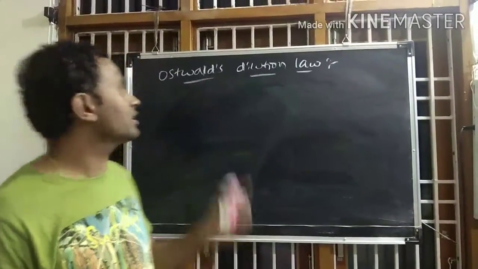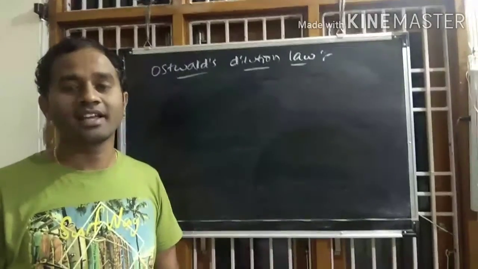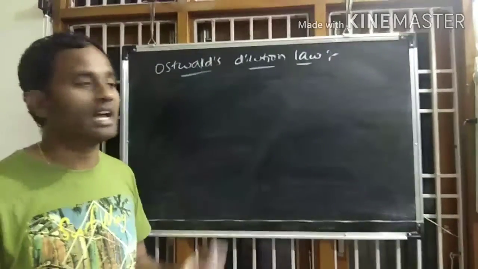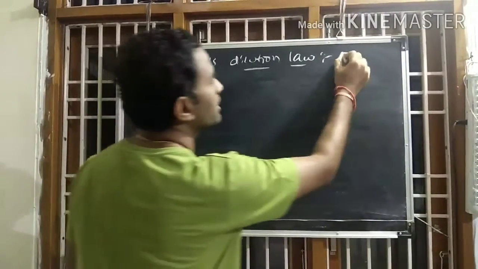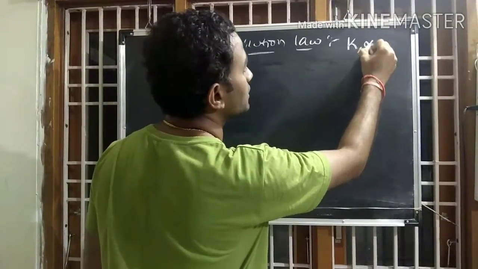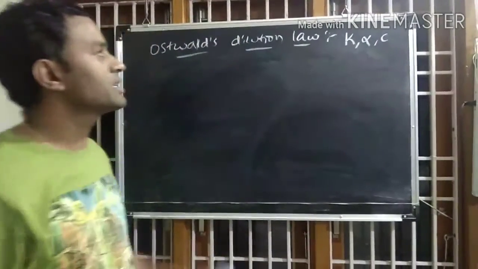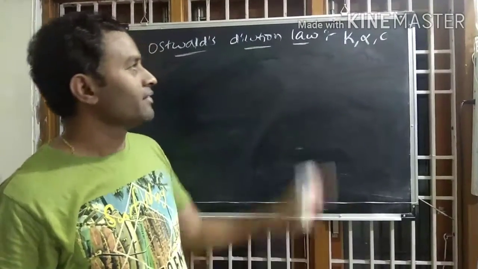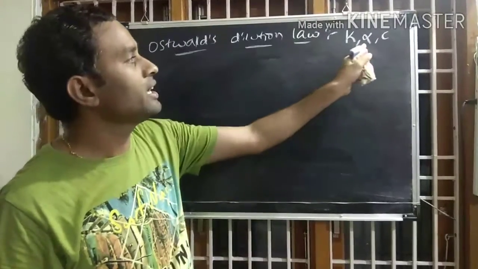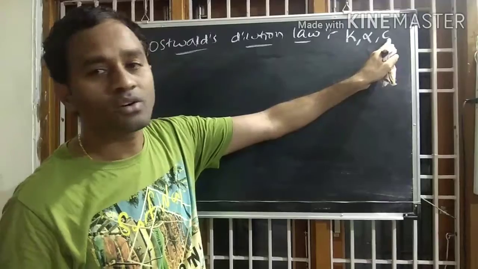Let us know about the Ostwald's dilution law. This law has given a mathematical relationship between the dissociation constant K, degree of dissociation alpha, and concentration of the electrolyte. Based on this mathematical expression, we can know how the degree of dissociation of an electrolyte changes with the concentration.